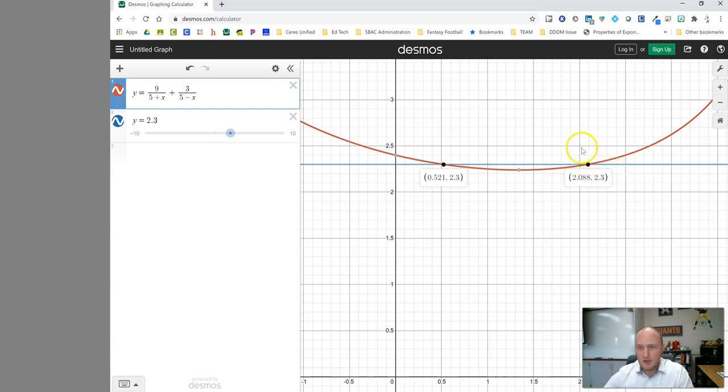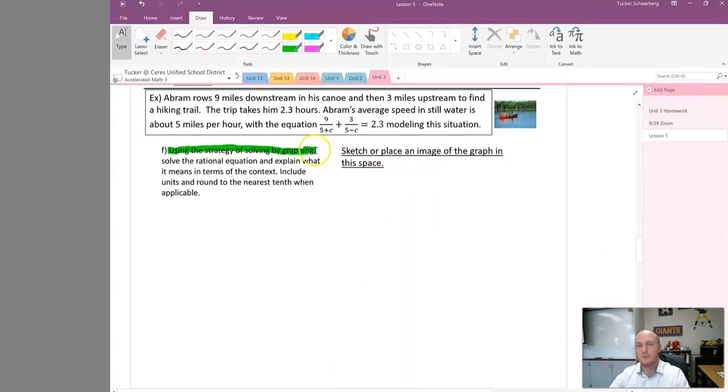Okay. So what I'm going to do, I just need the x values. Those represent c. And they wanted us to round to the nearest tenth. So it looks like 0.5 and 2.1. Okay, so that's our solution. So that's solving by graphing. Okay, and they also say sketch or place an image of the graph in this place.